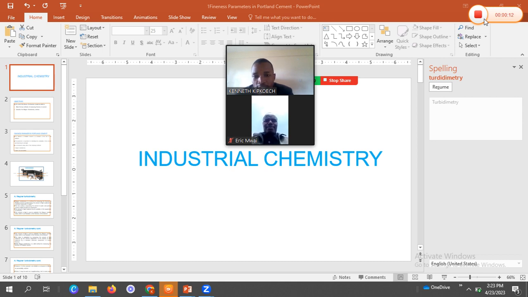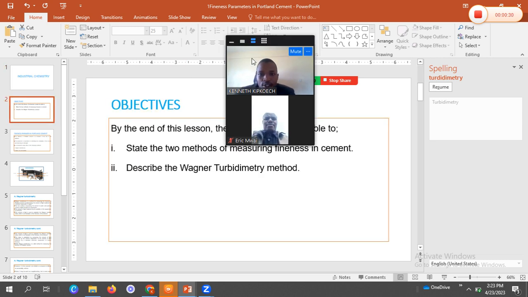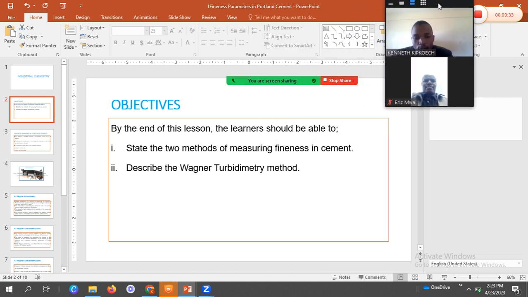Last week, we were able to look at the physical parameters in Portland cement, and today we are going to look at the fineness in Portland cement. Our objectives today are that by the end of this lesson, the learners will be able to state two methods for measuring the fineness in Portland cement, and also describe the Wagner turbidimetry method for measuring the fineness in Portland cement.